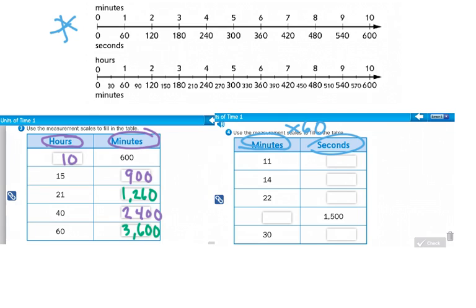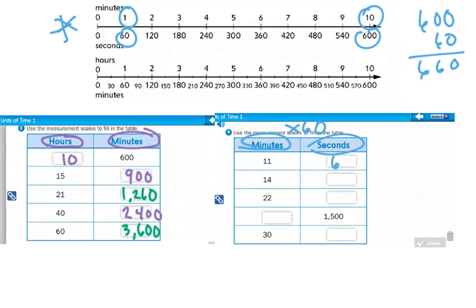Otherwise, I take 11. Well, our basic facts are 11s and 12s. 11 times 6 is 66. Or I could say, well, I have 10 up here. 10 minutes would be the same thing as 600 seconds. And then add 1 minute onto that, which is another 60. 660 seconds is the same thing as 11 minutes.